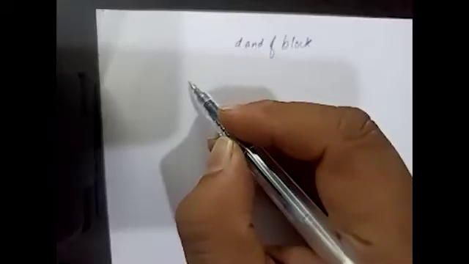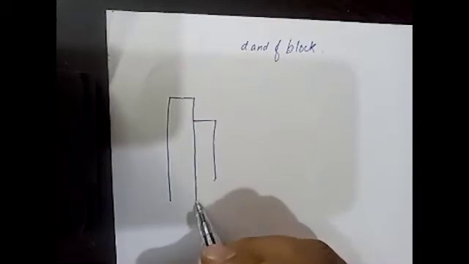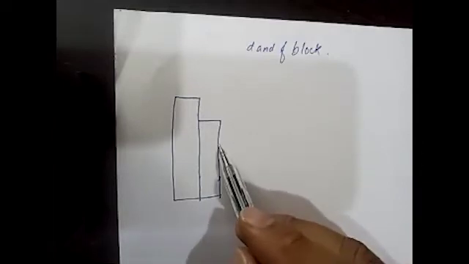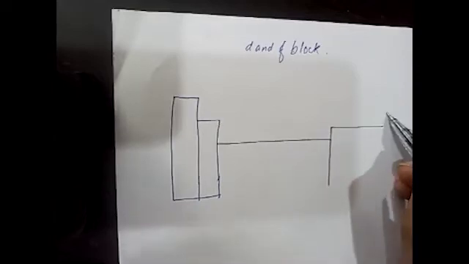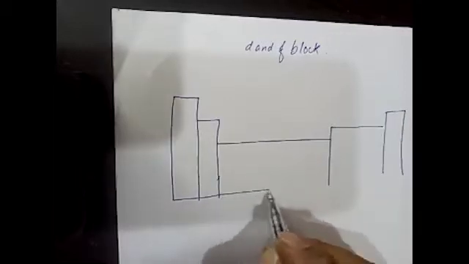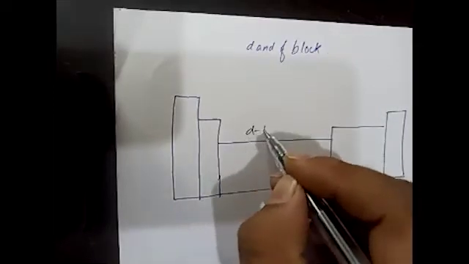So in D and F block, we have already studied the D block in the periodic table. You can see that the periodic table has a part which is exactly in the middle of S and P block, okay? The D block's part is exactly in the middle of S as well as P block. So this part is the D block.